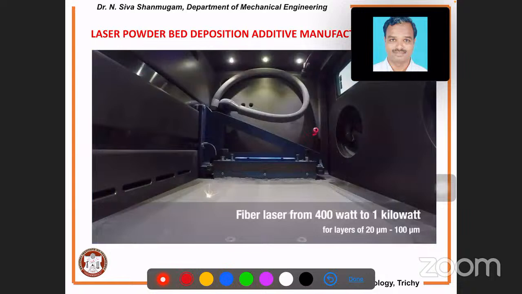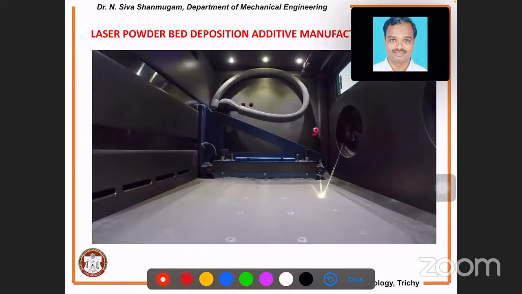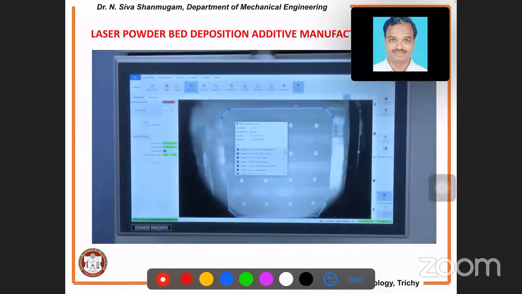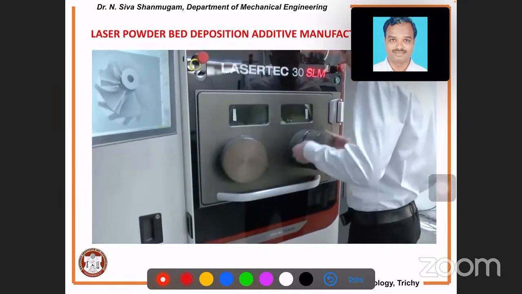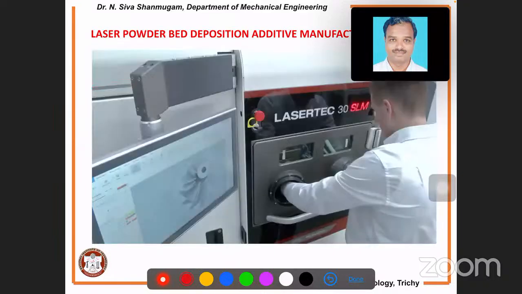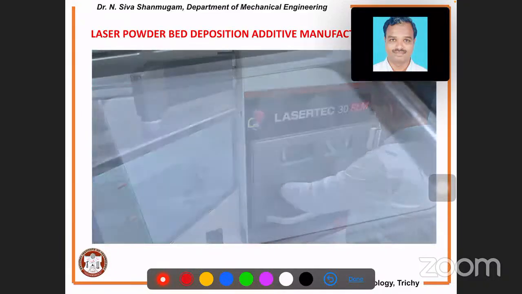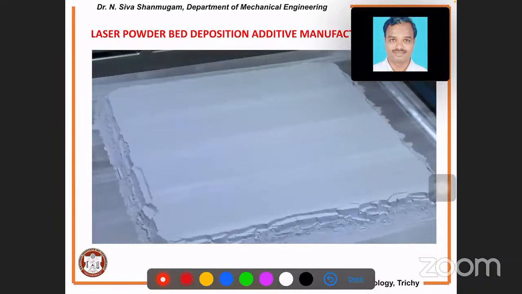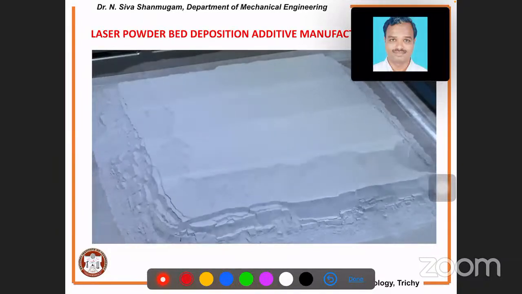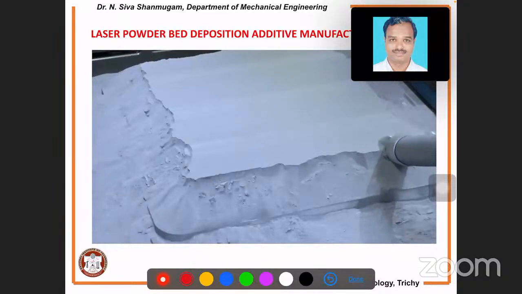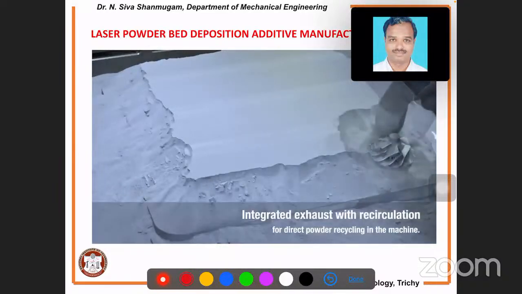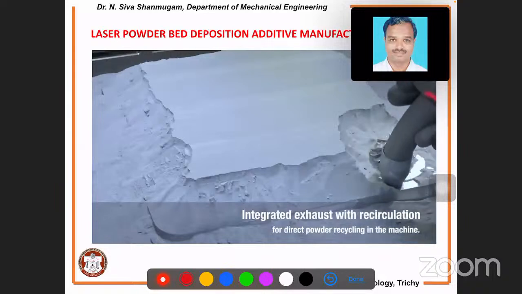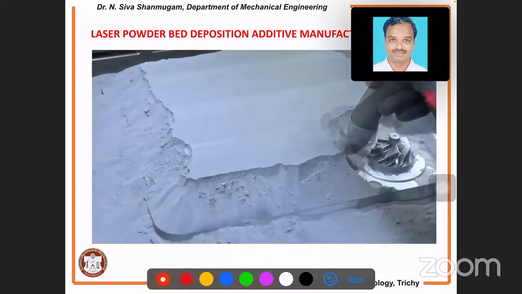It is a fiber laser ranging between 400 watts and 1 kilowatt. Now I am going to share something about high complexity parts. We can play with the laser, because what is the diameter of the laser? It is in terms of microns, 100 or 200 microns we can achieve. So if you have so many intricate areas, then you can use the powder bed.